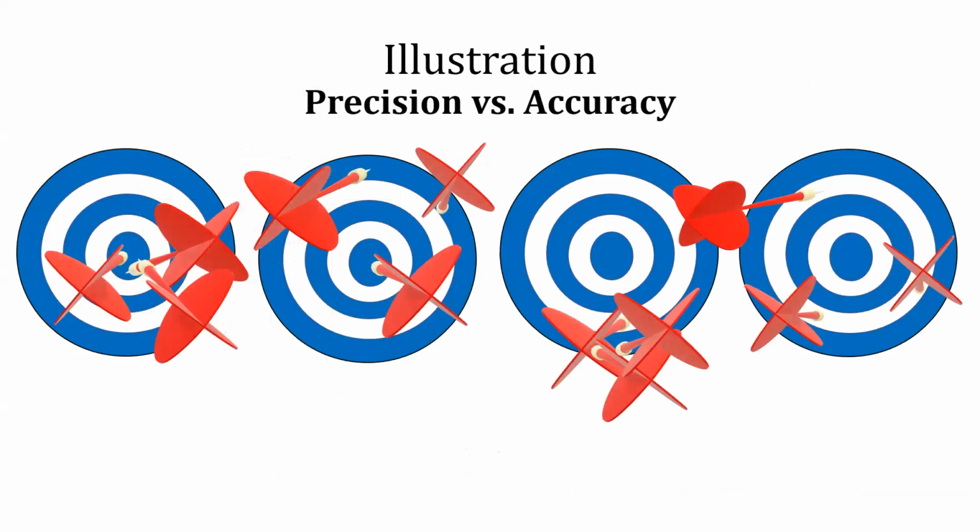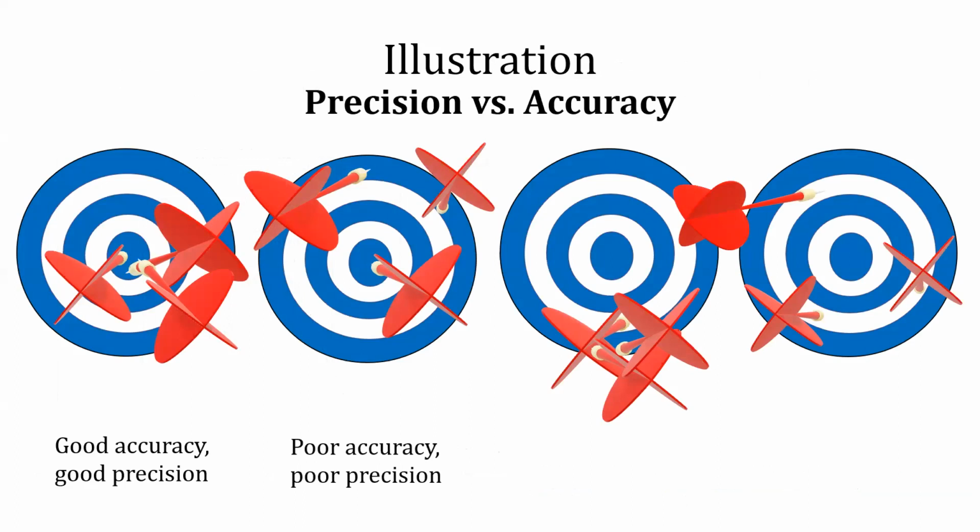Here are the illustrations of the 4 different possible outcomes with accuracy and precision. The first bullseye dartboard has all 3 darts at the center of the target, so it is described as good accuracy and good precision. The second bullseye dartboard has all 3 darts scattered all over the bullseye, so it is described as poor accuracy and poor precision.